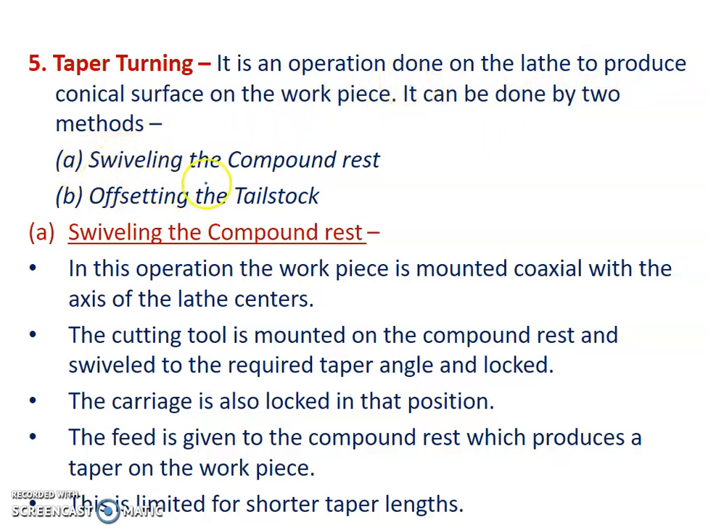So there are two methods already I told. The first method is called swiveling the compound rest. That is one method used to produce the taper surface. And the second method is called offsetting the tailstock. So this we will discuss in detail now.